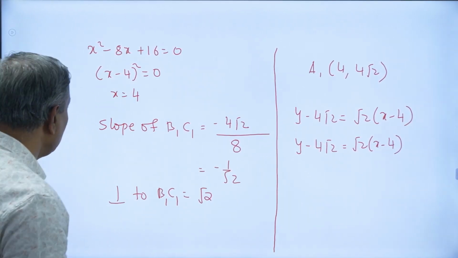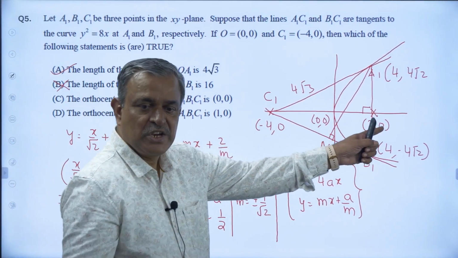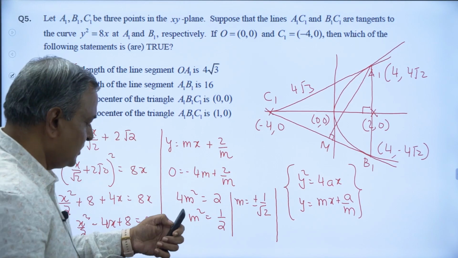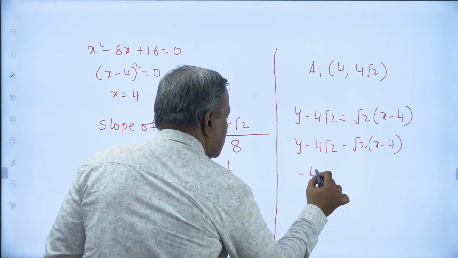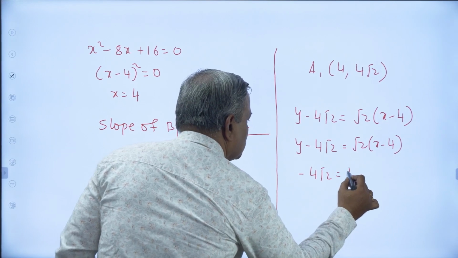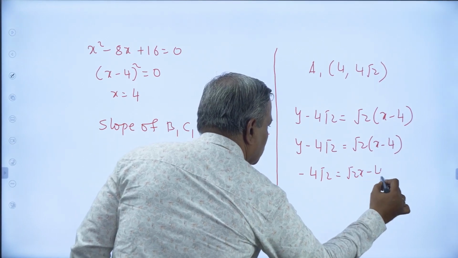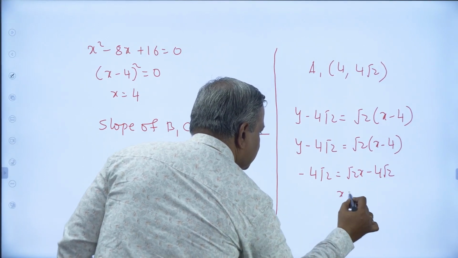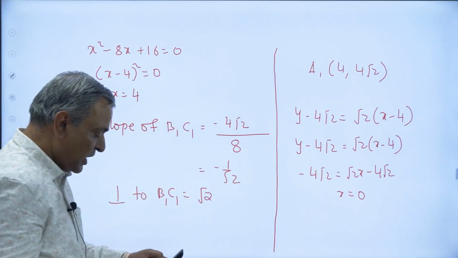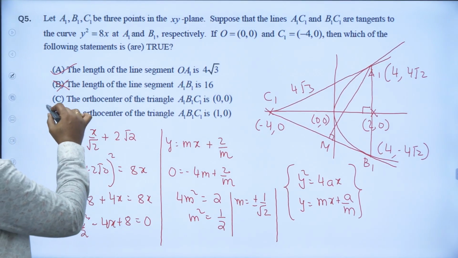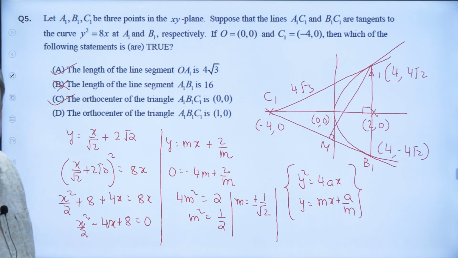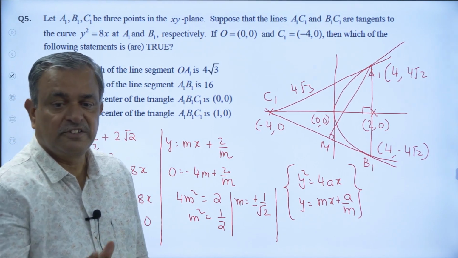But what is this line equation? This line equation is y is equal to 0. Put y equal to 0, and we get minus 4 root 2 is equal to root 2 x minus 4 root 2, which clearly implies x equal to 0. So it passes through the origin. We got that the orthocenter is the origin. Options A and C are correct. Okay, I repeat this problem.